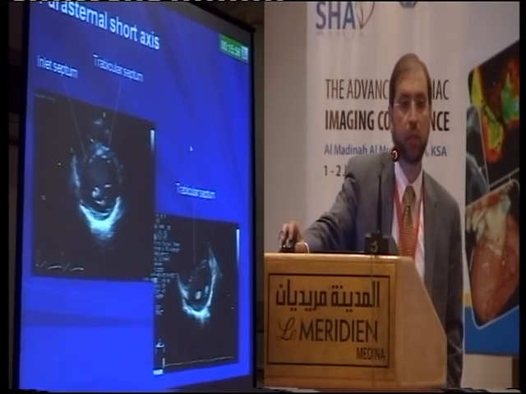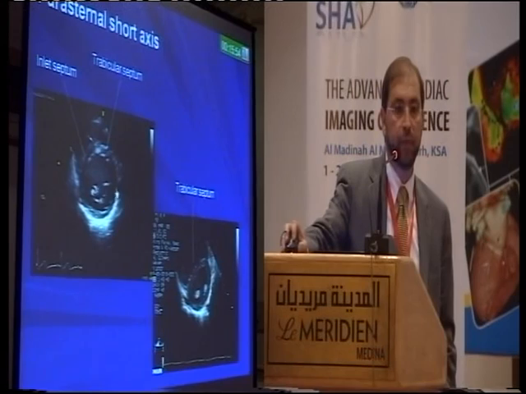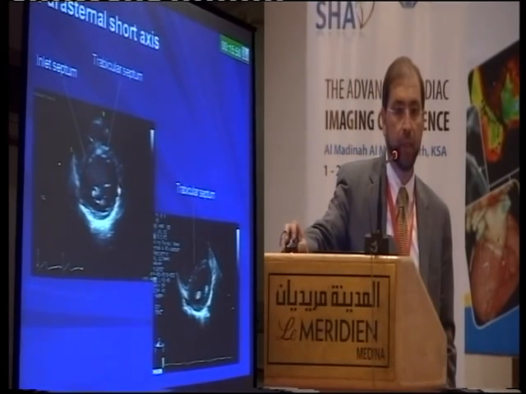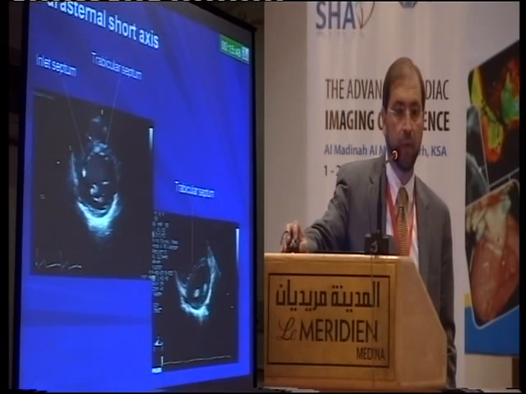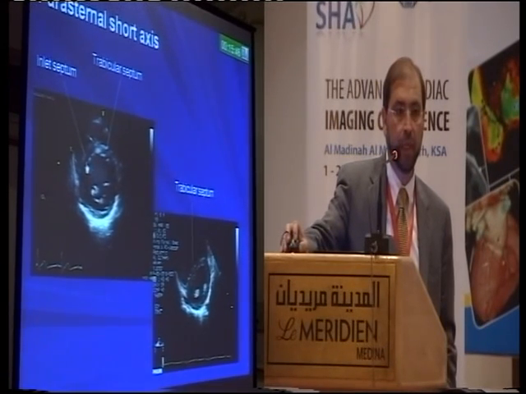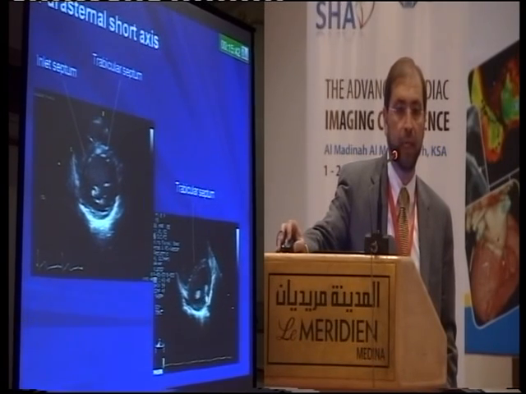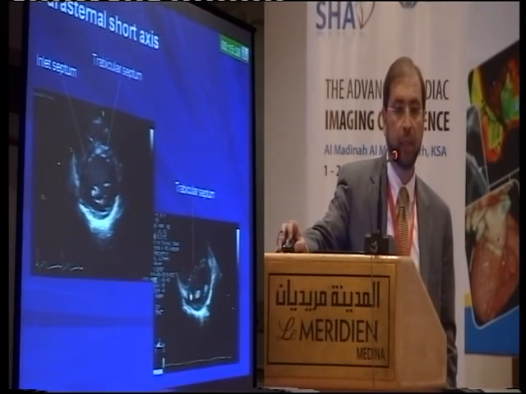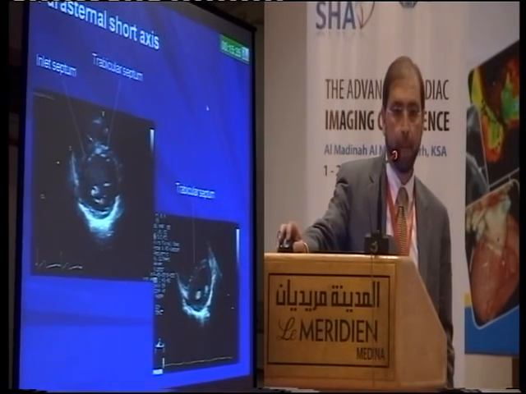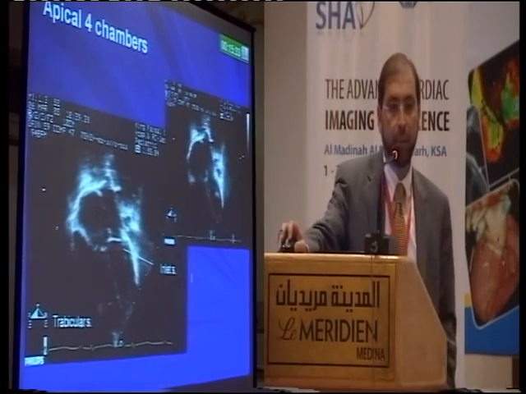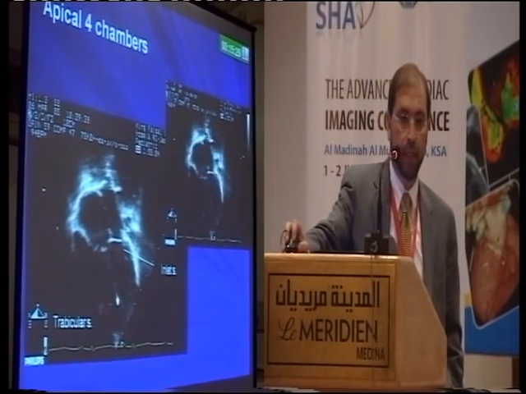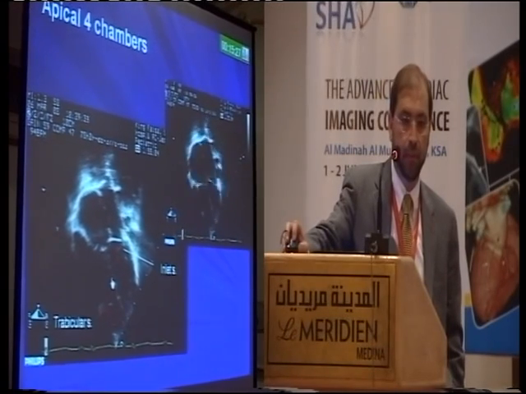From the parasternal short axis view at the level of the mitral valve, this whole area here is the trabecular septum, but only this part here is the inlet septum. If we sweep more towards the apex until the level of the papillary muscles, the whole area here is trabecular septum. Now, the apical 4 chamber view: from here to here is trabecular septum.